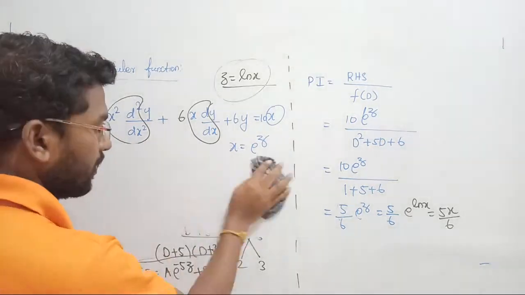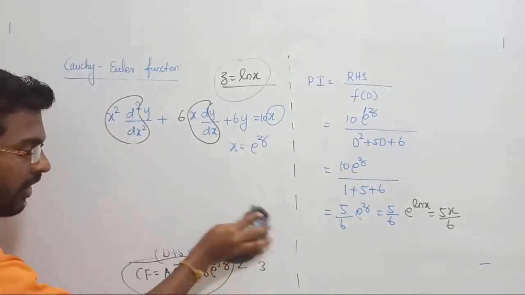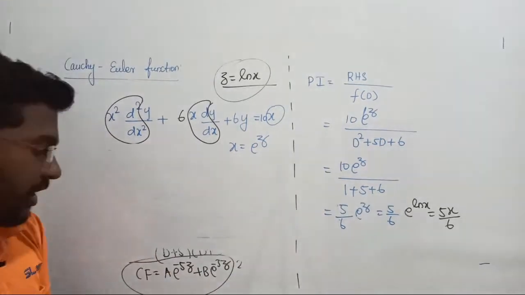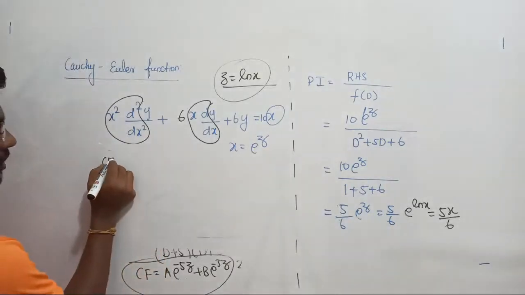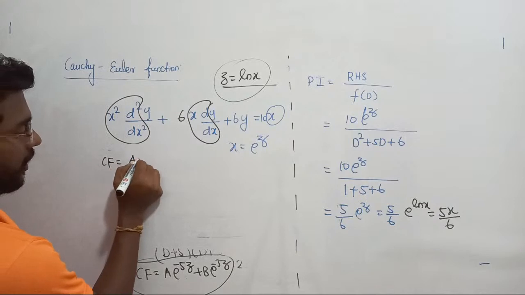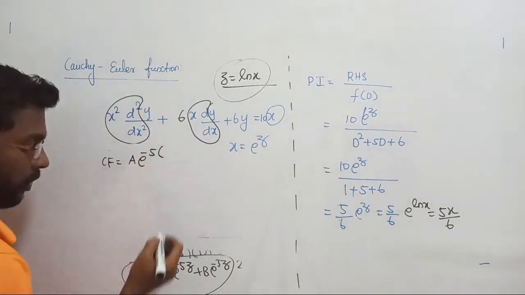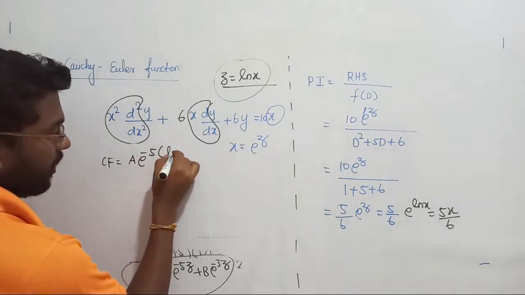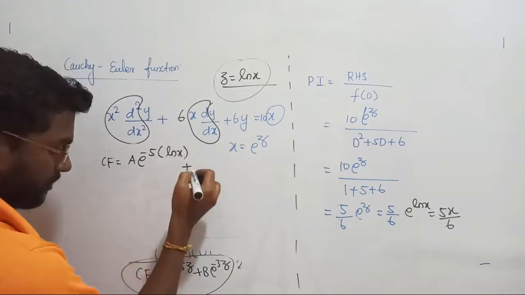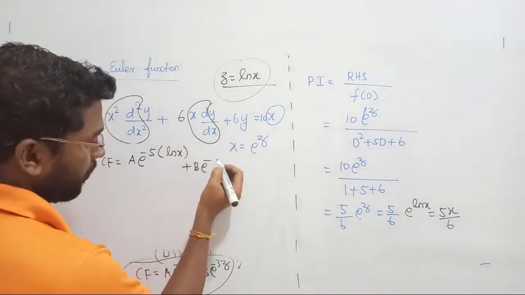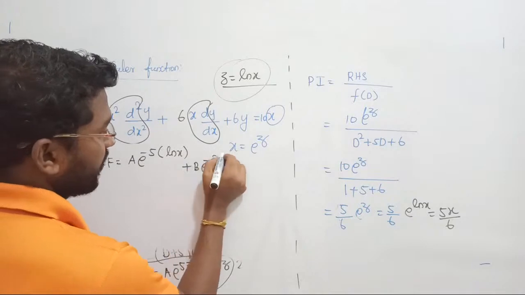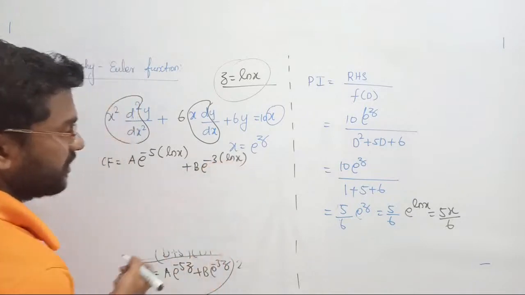Clear? Let me rub this one. Let me write the final answer. So for this case, what will be the final answer for the complementary function? a into e power minus 5 into z, where z can be replaced by ln x, plus b into e power minus 3 into z, where z is replaced by ln x.